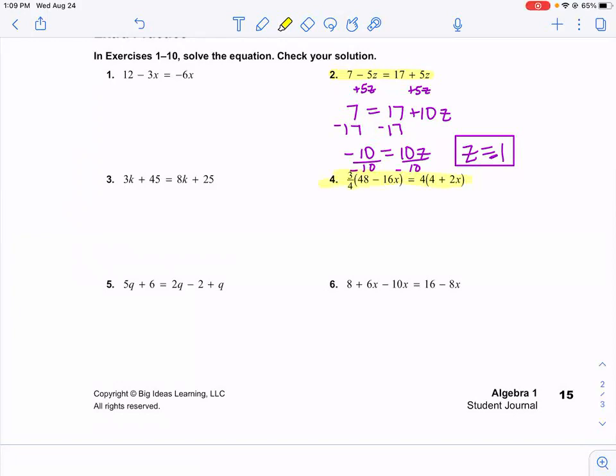All right, we're gonna do number 4. And I bet when you were looking at this page, you were hoping that I did not do number 4, but we're doing number 4.